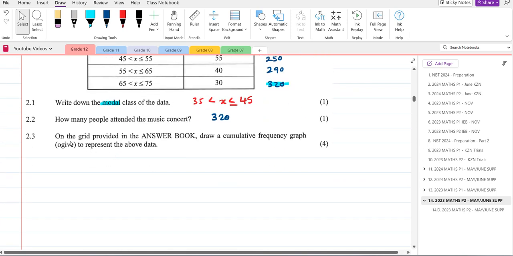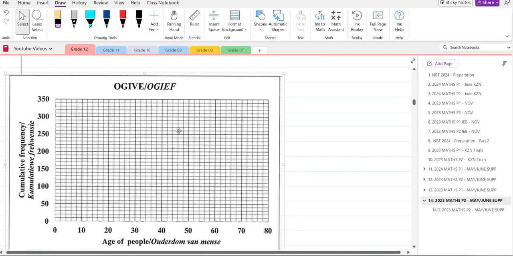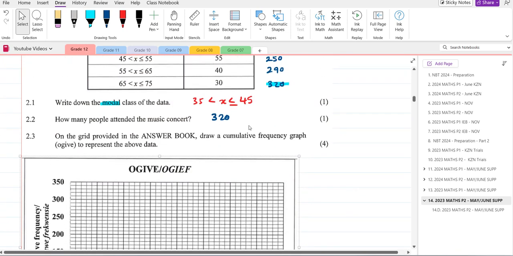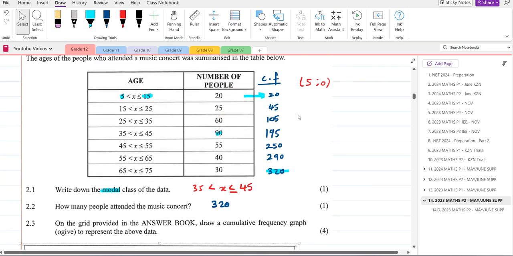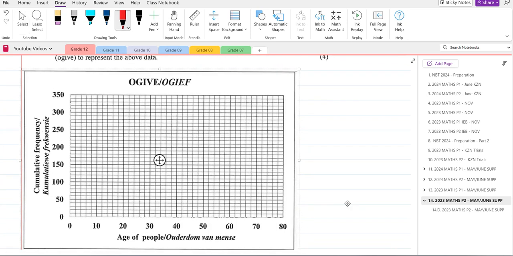Right, so on the grid in the answer book, let's draw the ogive curve. I've got the grid here from the answer booklet. We need to plot all this data set. So first 5 and 0. 5 and 0 will be the midpoint, so that's 2, 4, 6, 8, 10. So 5 and 0 should be right here in between. That's 5 and 0.